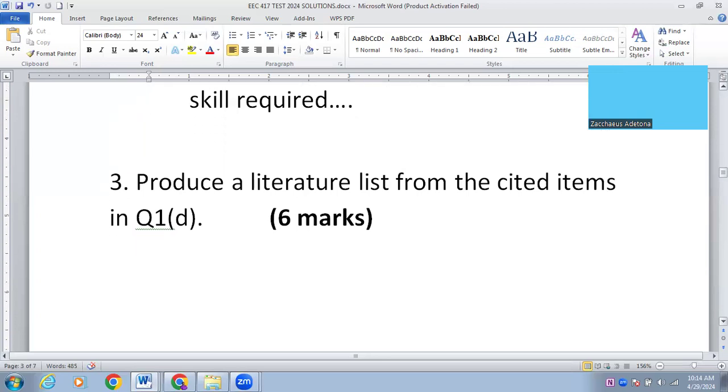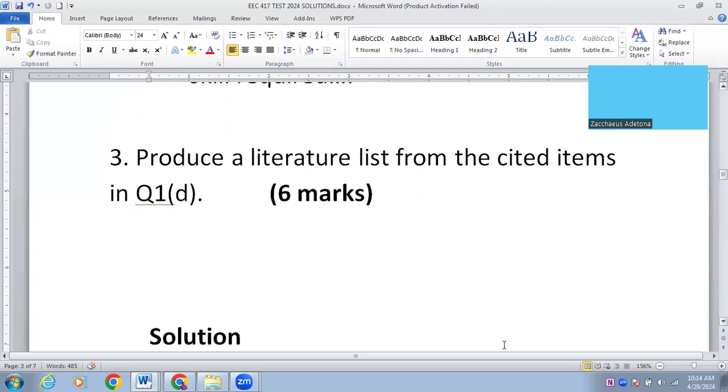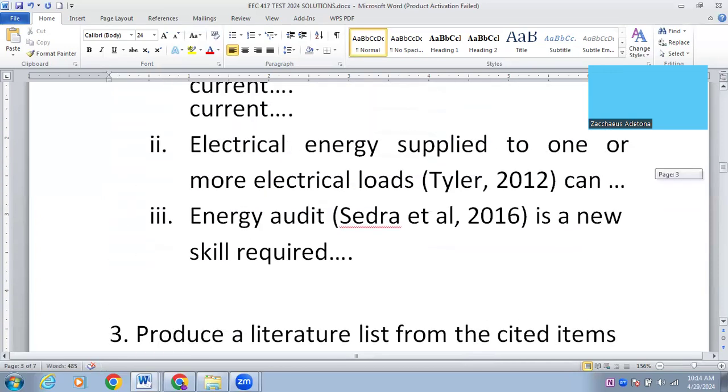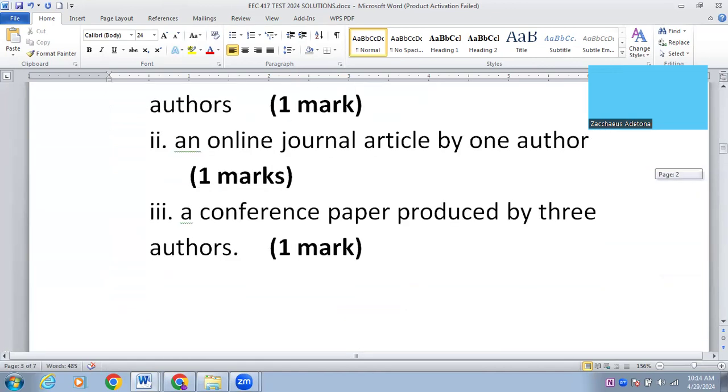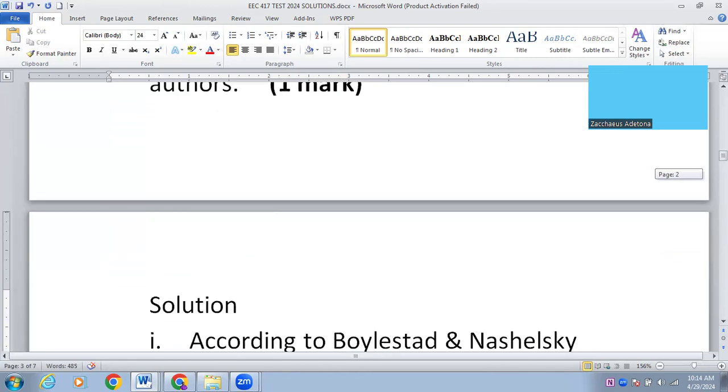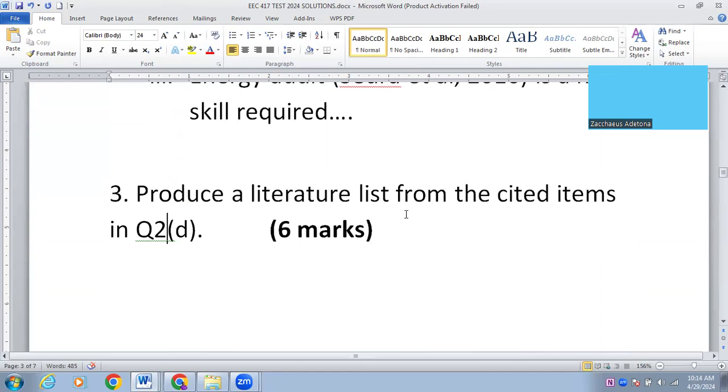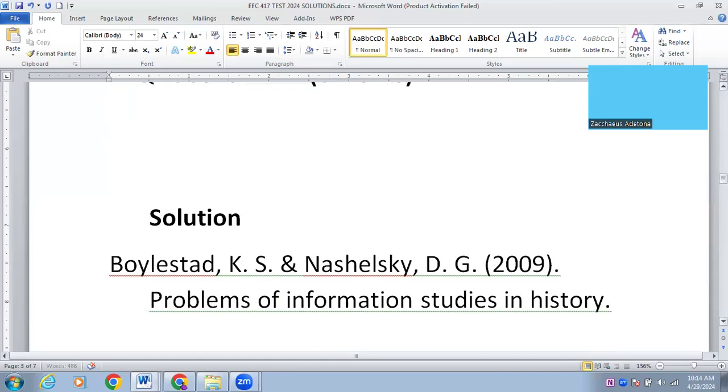And question number 3 is now referring to question number 2. This question number 3 says produce a literature list from the cited items in question 2 above. It's not in 1D or 2D, just question 2 above. So we are told to produce a literature list based on APA 7th edition. So let's see the solution to that.